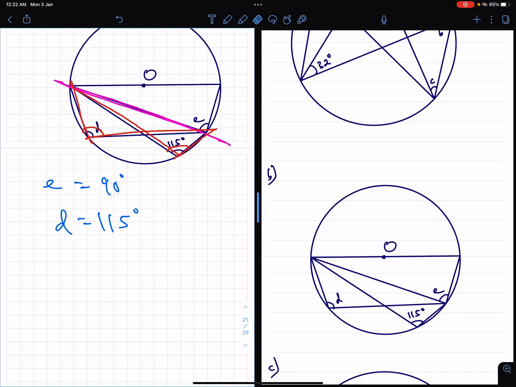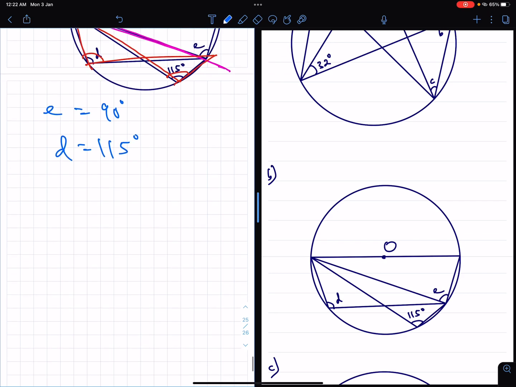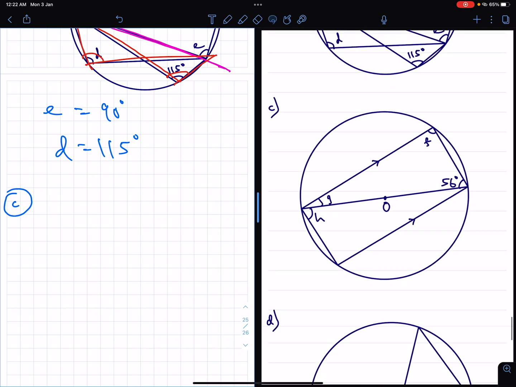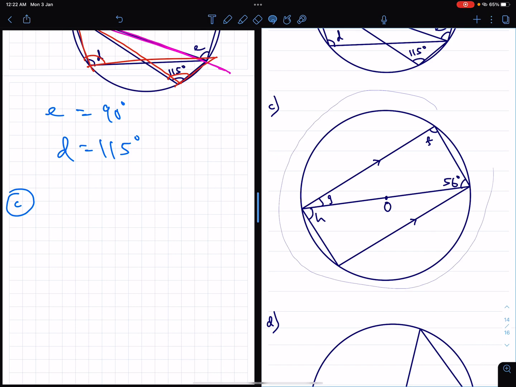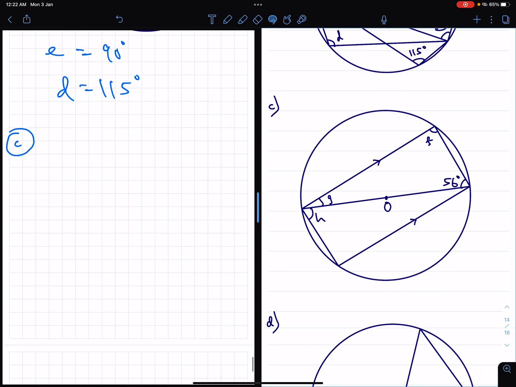That's it. That was a cheap one. And then we go to, I think I should leave the markings. Now we go to the next, which is C, question C. Let's copy the diagram. We are finding the sizes of the lettered angles.